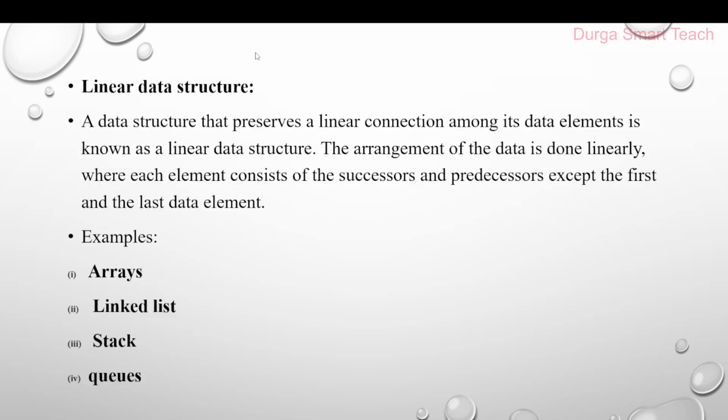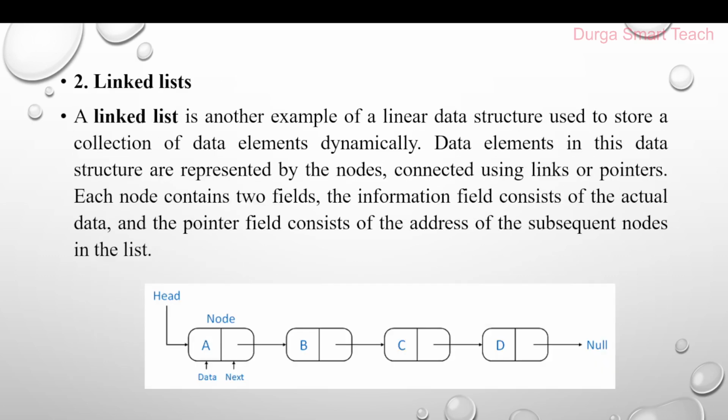So the array is completed. The next one is linked list. Linked list is another type of linear data structure. So here also the elements are stored in a sequence format. The data elements in this data structure are represented with nodes. So this is the node. The node contains two parts: one is the data part and the other one is the next part. The data part is used to store the data and the next part is used to store the next node address.